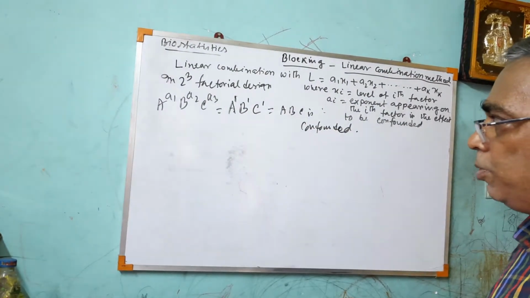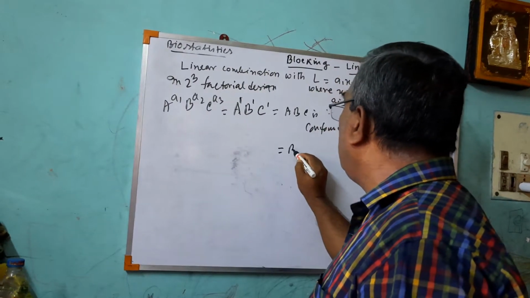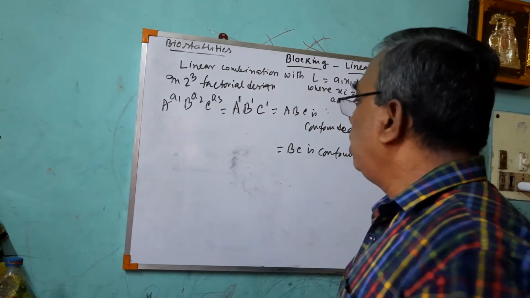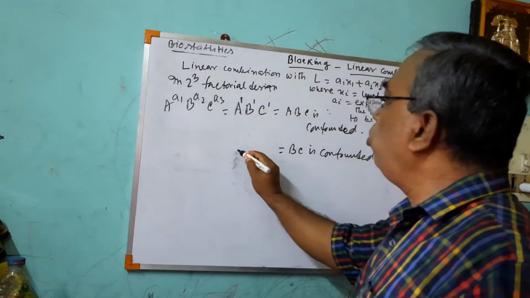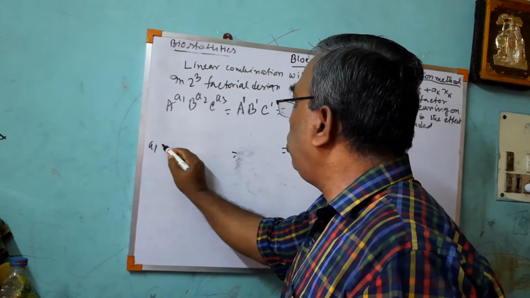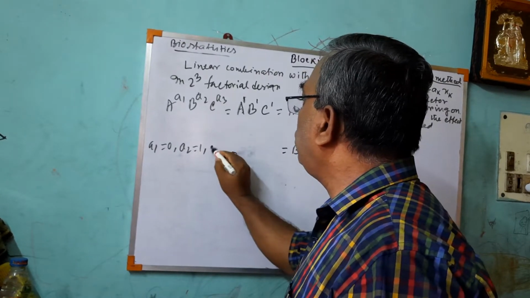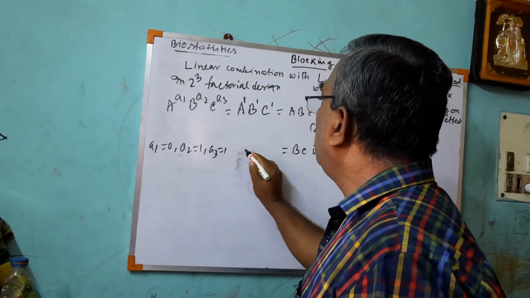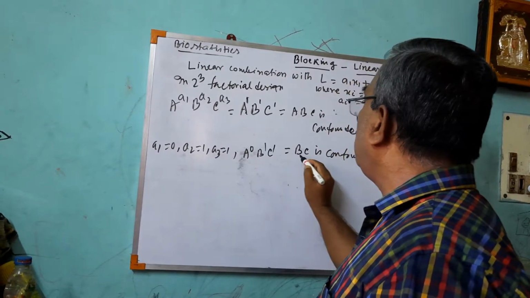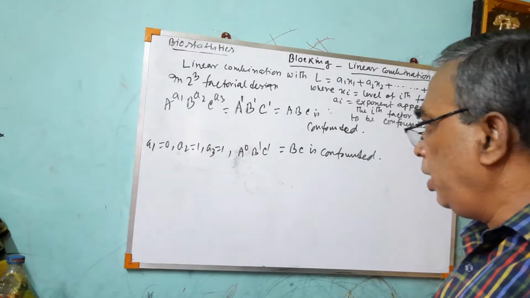Suppose you want to confound BC. Then you put a1 equal to 0, a2 equal to 1, and a3 equal to 1. After putting this, A to the power 0, B to the power 1, C to the power 1, that is BC. BC is confounded. Suppose you want to confound AC.